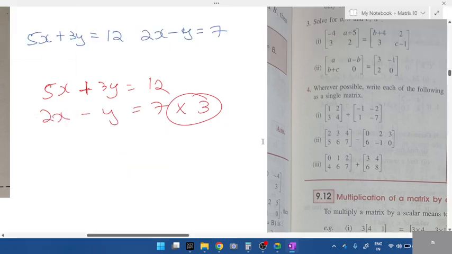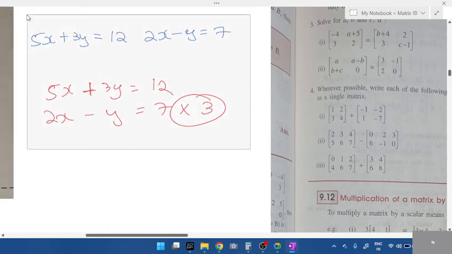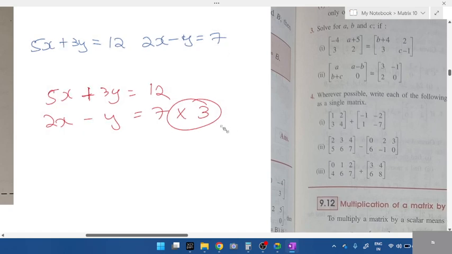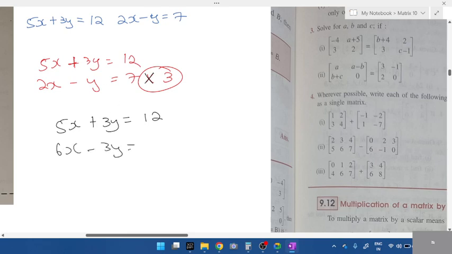Those who don't know, I'll solve. Students, look at the screen. First I'll solve, later you can try one. So you'll get questions like this, where you have to compare the order of matrix. You'll get simultaneous linear equation. Use substitution or elimination. Elimination is the easiest method. Now 5x plus 3y is equal to 12 as it is. We are going to multiply by 3. 3 2s are 6x minus 3y is equal to 7 3s are 21.